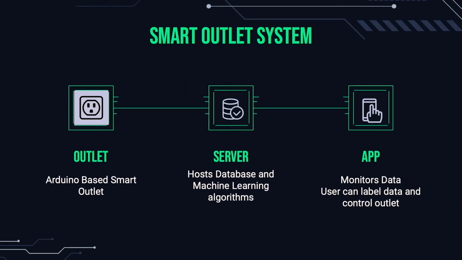So there are three basic components to this system. We have a server, an app, and an outlet. But as this system continues to expand, we'll have multiple outlets, let's say in an office, in a building, in a room, or even in a city block, all connected to a single server. The server was built using Python, and it hosts a database and the machine learning algorithms.